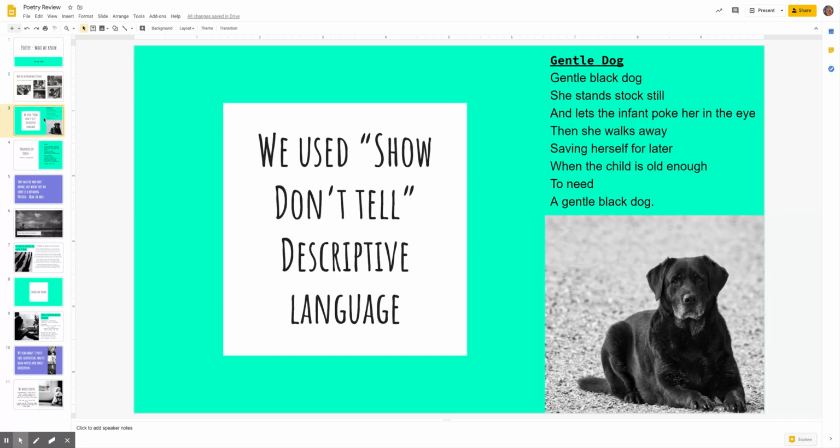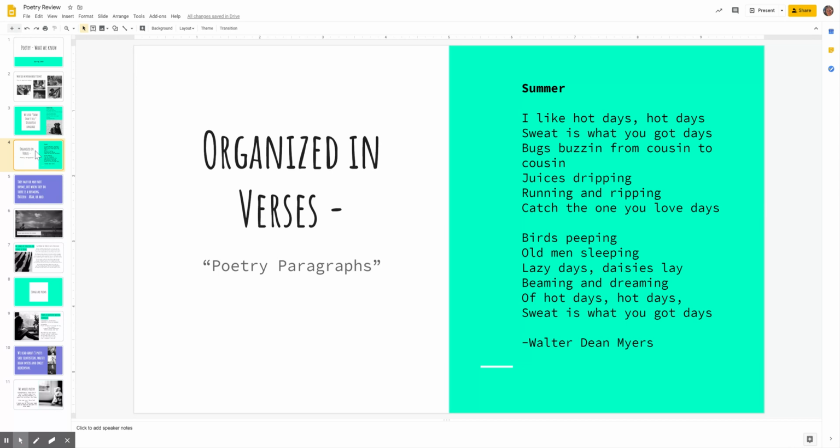We use show, don't tell descriptive language, like this poem, Gentle Dog. We know that poetry is organized in verses, which are poetry paragraphs. You can see this in this poem, Summer. Here is a paragraph, and here is another paragraph.